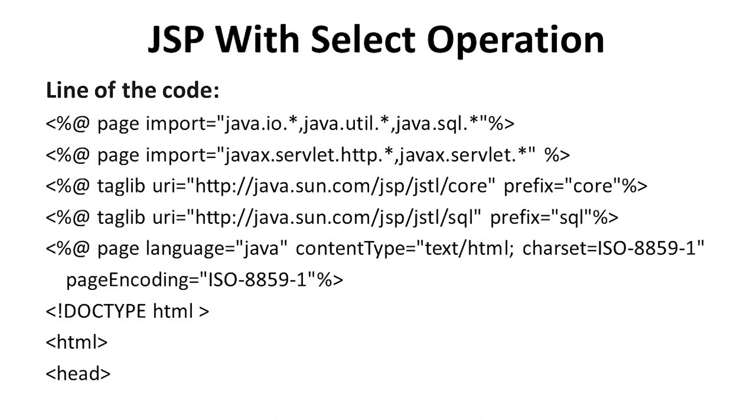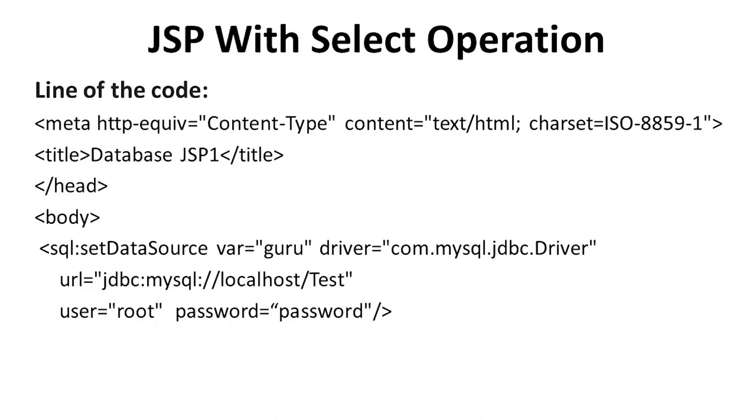In the next line, <%@ page language="java" contentType="text/html; charset=ISO-8859-1" pageEncoding="ISO-8859-1" %>. In the next line, we define the doctype html tag, head tag, meta http-equiv="Content-Type" content="text/html; charset=ISO-8859-1". We use the title tag. In the title tag, the text is JSP, we close the title, and we close the head.